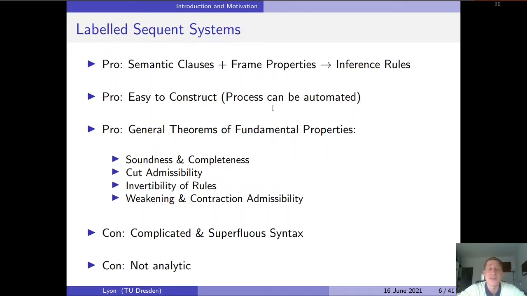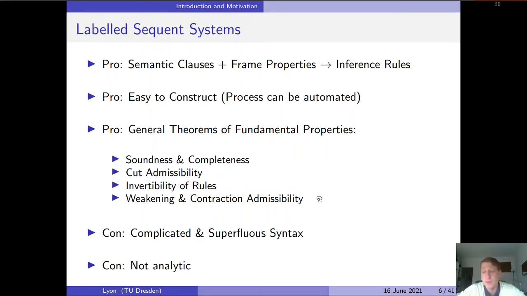And another nice feature of the labeled sequent formalism is that there are general theorems telling you that if you build a sequent calculus within the labeled formalism, you automatically have fundamental proof theoretic properties holding for your system. For example, soundness and completeness, cut admissibility, invertibility of rules, and admissibility of certain structural rules such as weakening and contraction. Now, one of the issues of the labeled sequent formalism is that it makes use of a lot of structure. It turns out that making use of general graphs in order to facilitate logical reasoning is a bit too much. It's not necessary to be able to derive all the theorems of your logic, especially when you compare labeled sequent systems to nested systems.